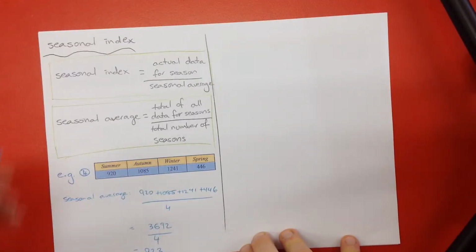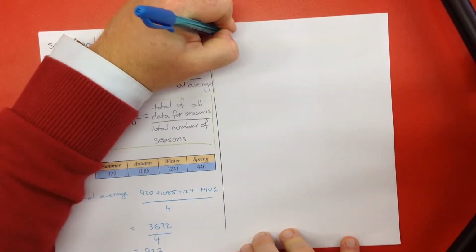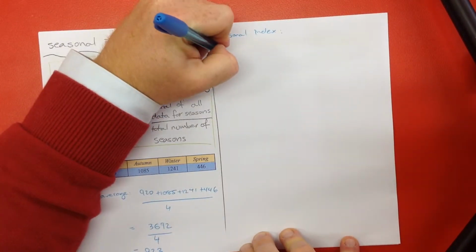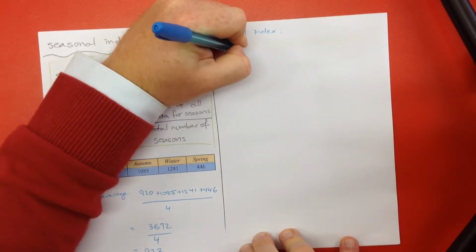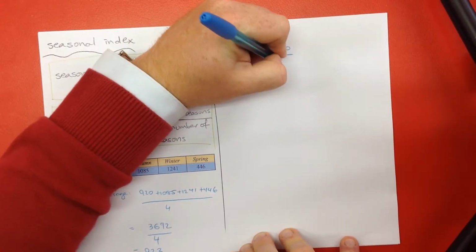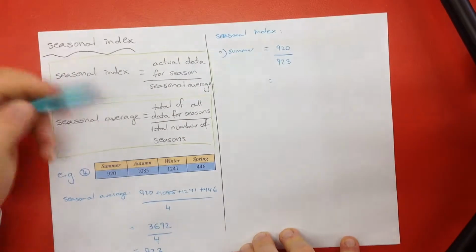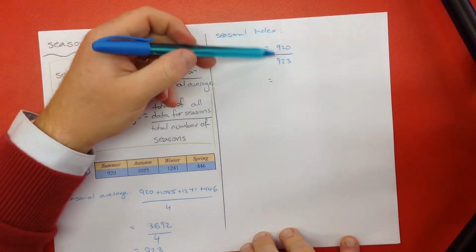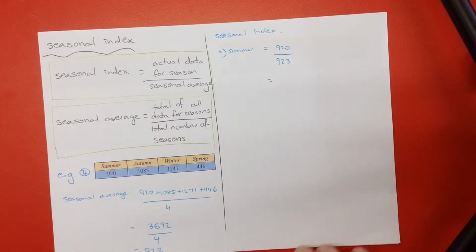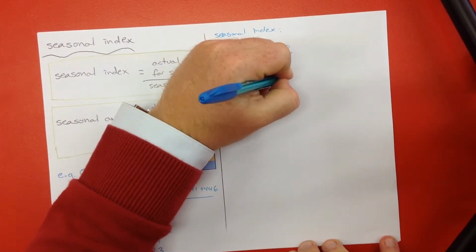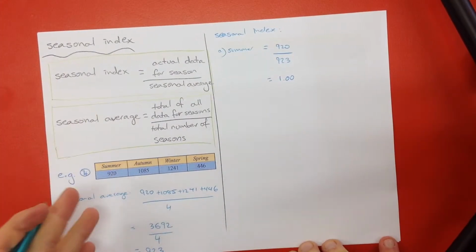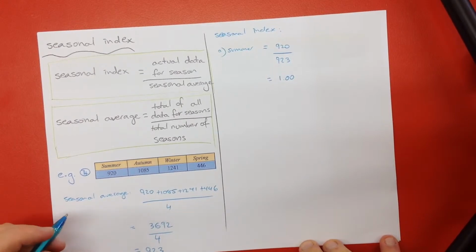Let's do our seasonal indexes. So let's go seasonal index. We might start with summer. 920 out of 923. So that's what I'm doing. The actual data for the season divided by the seasonal average. 920 out of 923 is, when we round it off to two decimal places, 1.00. So pretty much bang on the seasonal average, which is not surprising. 920 is pretty similar to the seasonal average.